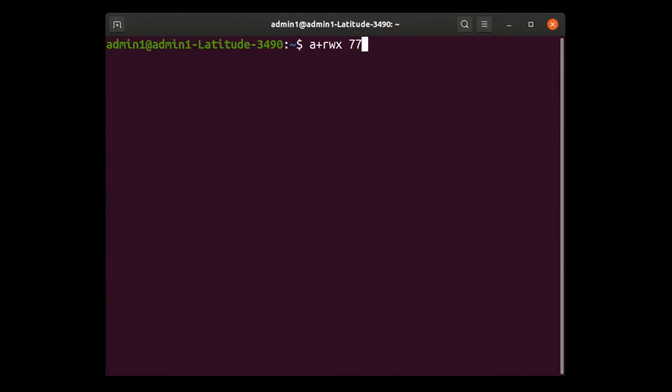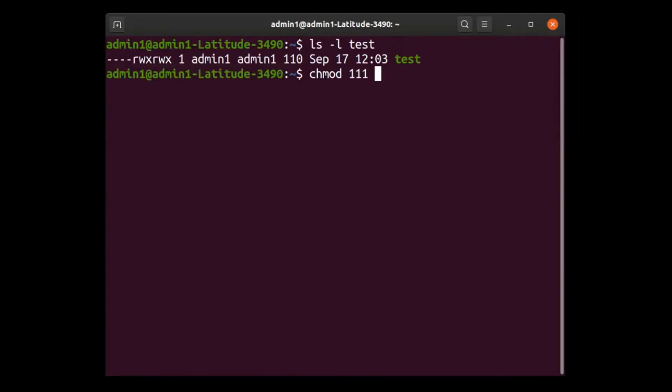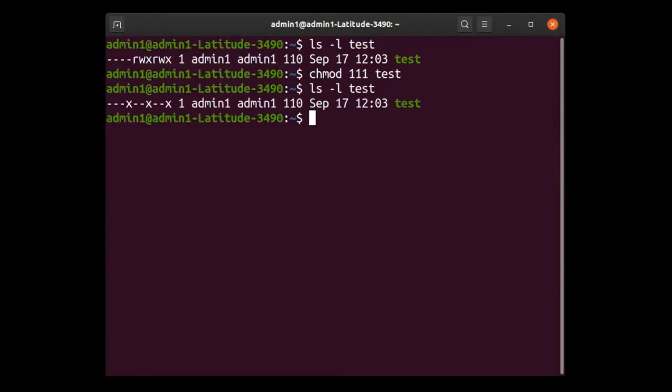There is one more question. Can we give chmod 111 test? You can give it, no problem. What is the significance of one? Execute, correct. So what you are trying to say is give execute permission to group, owner as well as others. ls -l test, chmod 111 test. So you have execute permission for all the three, right?